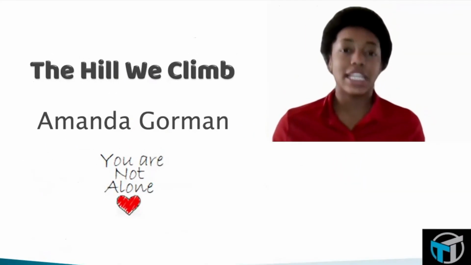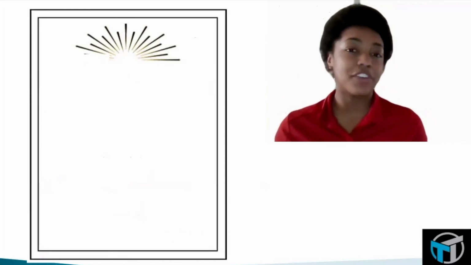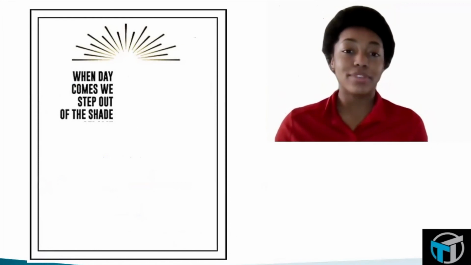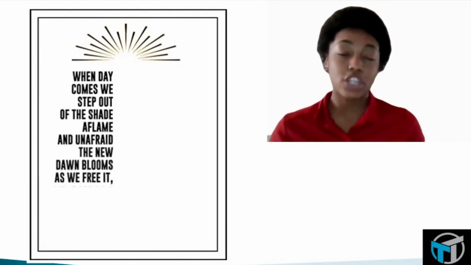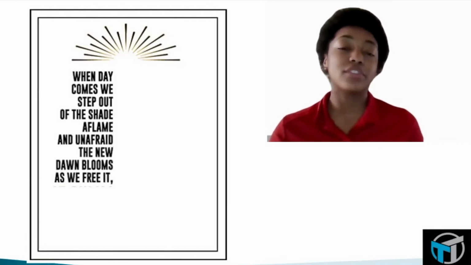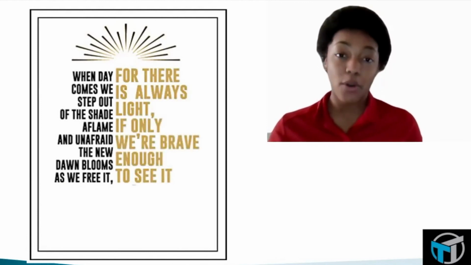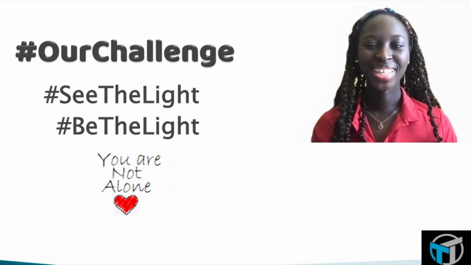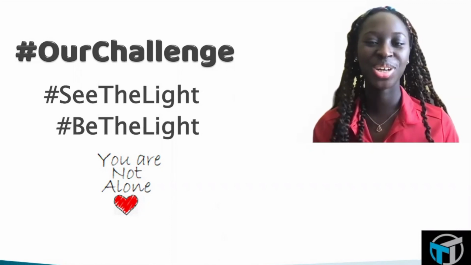So we're going to end this presentation with an excerpt from the poem, The Hill We Climb by Amanda Gorman. In this poem, she asks, where can we find light in this never-ending shade? And she goes on by answering like this. When the day comes, we step out of the shade, aflame and unafraid. A new dawn blooms as we free it, for there is always light, if only we are brave enough to see it, if only we are brave enough to be it. And with that being said, we challenge you to not only see the light, but also be the light amongst your friends, and in your community. Thank you.